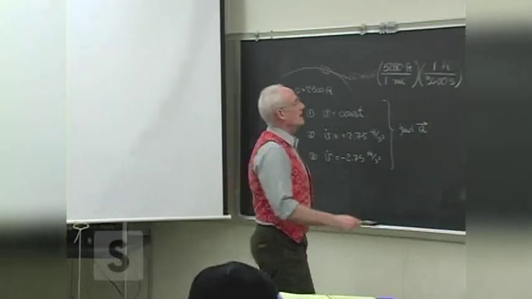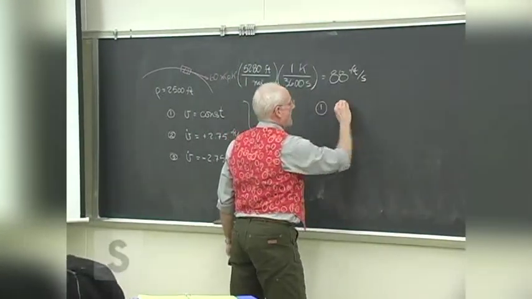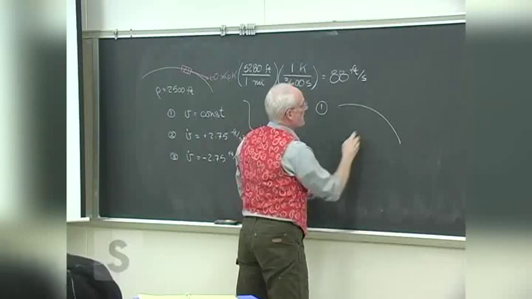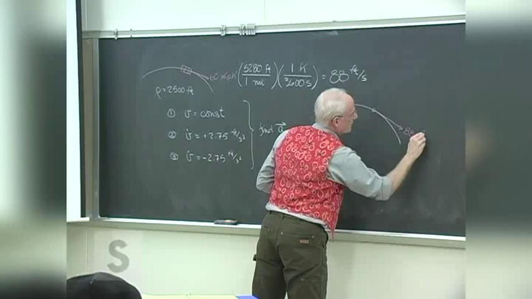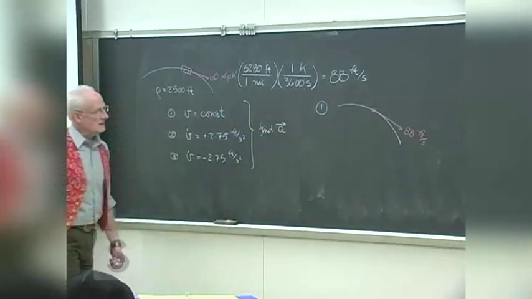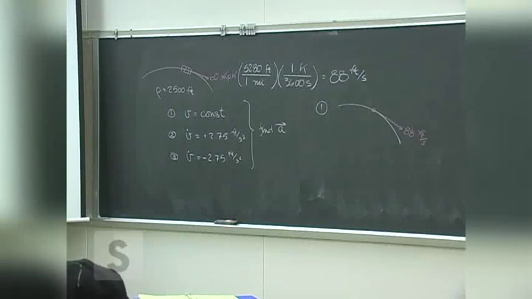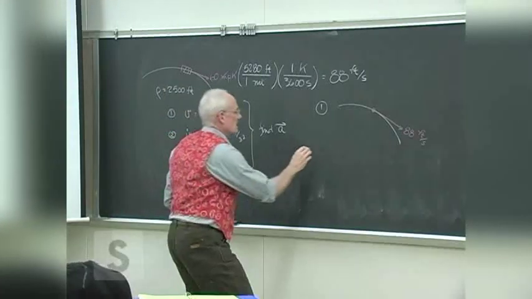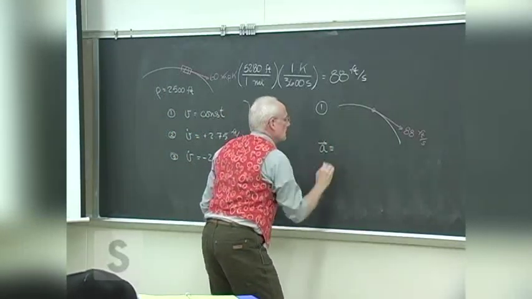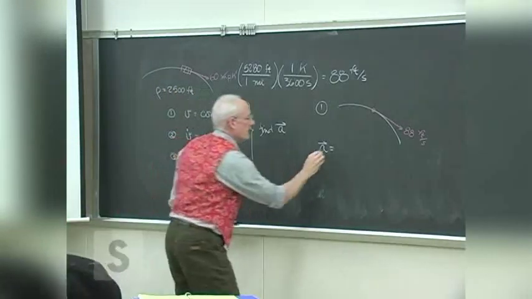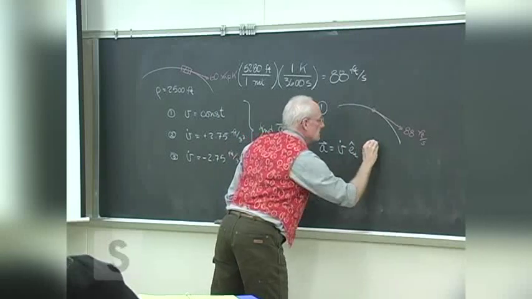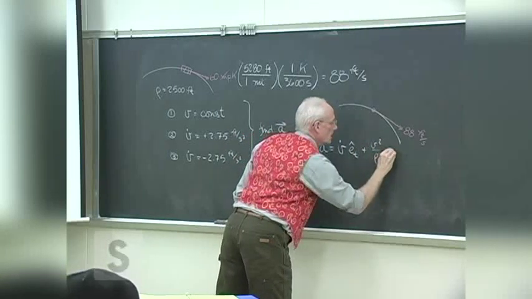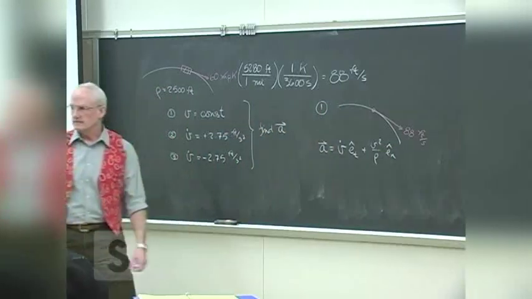All right, so part one, constant velocity around a curved path, where the velocity at that instant is 88 feet per second. What then would be the acceleration? Given what I gave you a second ago, it's v dot in the tangential direction plus v squared over rho in the normal direction.